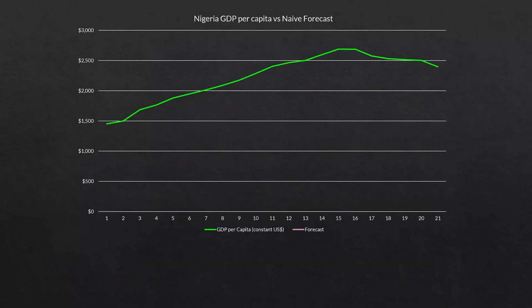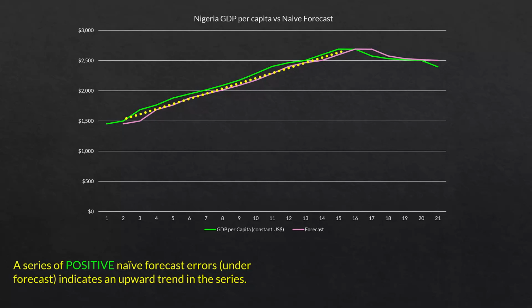So here we have Nigeria's GDP per capita for the time period in question. We can see a rise and then a leveling off. Now we have the forecast, the naive forecast. If it looks like the exact same line, just shifted over one period, well, that's exactly what it is. It's the naive forecast. So notice that a series of positive naive forecast errors, or under-forecasting, indicates an upward trend in this series. So this yellow dotted line represents the gap between the actual value in green and the forecast value in pink. So the distance between those two is the forecast error.